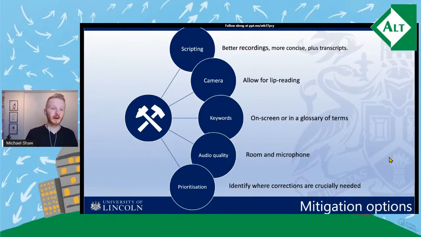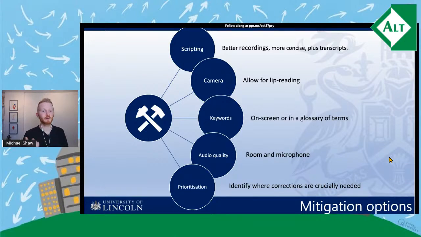We should also try to record a well-lit view of the speaker's face to allow for lip reading. We can start to reduce the risk of captioning errors. If we are really concerned with the technical terminology, we should be making sure that these words are clearly visible on screen or in a glossary for everyone. And audio quality plays a really significant role in caption accuracy. We should be trying to record the highest quality audio that we can.